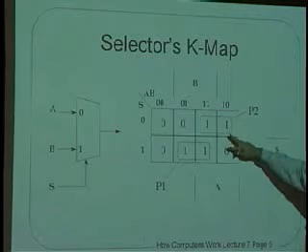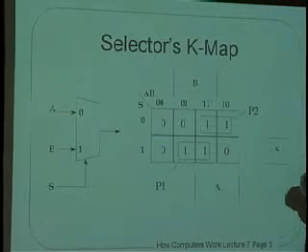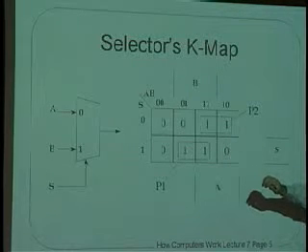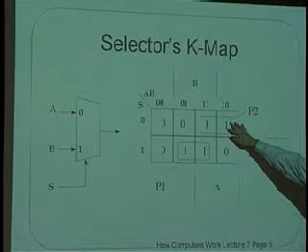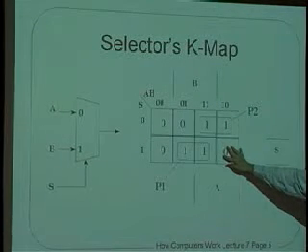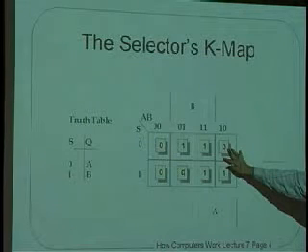I flipped A and B, okay? So I'm sorry, I made an error here. I switched around what the role of A and B were. So S is 0, it chooses A. S is 1, it chooses B. So this is correct, right? Let's go back and see what I did wrong.